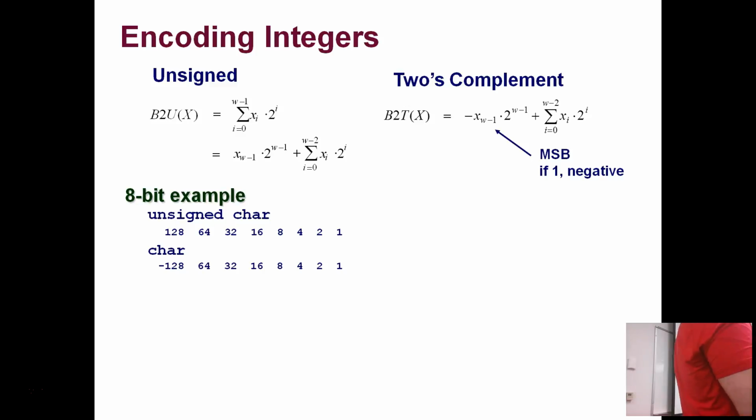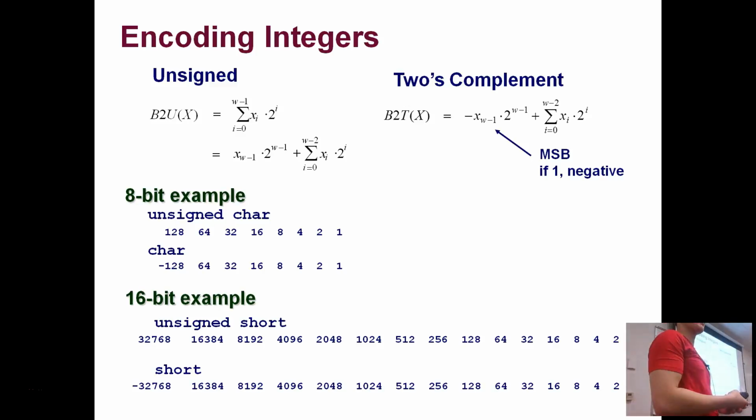Okay, here's the concrete example. Here's your unsigned char. These are your 8 bit positions: 128, 64, 32, 16, 8, 4, 2, 1. And you flip the sign of the most significant bit. That gives you your signed char. So the range is from 0 to 255. In fact, I think I might have it in the next slide, but it's better that you come up with it first before seeing it on the slide.